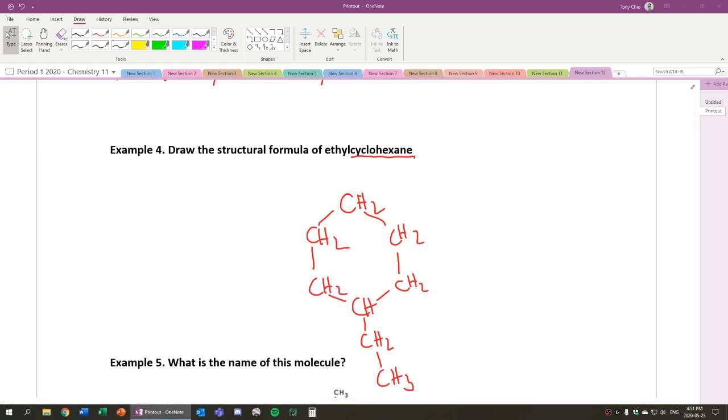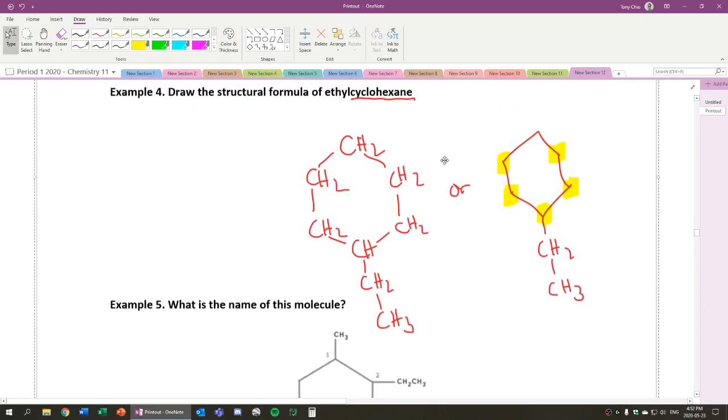Now there's another way we could draw it. We could draw a skeletal formula, where it's just drawn with lines, where we assume every corner of these lines is a carbon. So I could draw a hexagon where each of these corners is a carbon, and I could do the same with my ethyl group, CH2, CH3. So that's the other way I could draw it, and it could be a lot quicker.